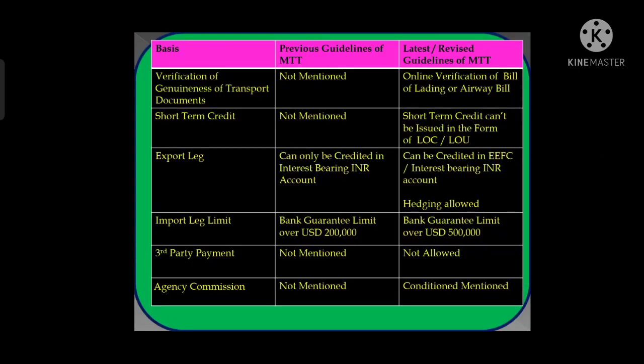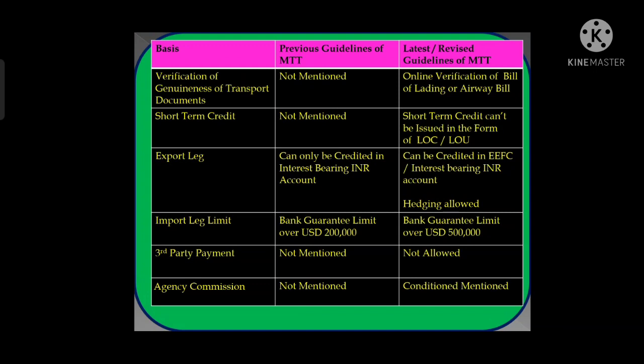Now we will talk about the comparison of the previous guideline of MTT with the latest guideline. Verification of genuineness of transport document: in the previous guideline of MTT, it is not mentioned how to verify the genuineness of the transport document, but in the revised guideline, banks are authorized by the Reserve Bank of India to verify the transport document through an online mode.